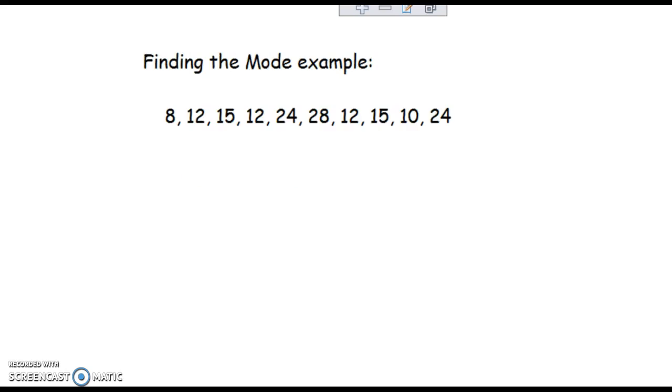Let's try an example to find the mode. I am given a long string of data values and I need to look to see which value occurs most often. By looking at these values, I notice 24 appears twice. That might be our mode, but if we look a little bit closer, we notice that 12 appears 3 times. Therefore, the mode is not going to be 24, it is going to be 12. Again, we're looking for the one that occurs most often, not the numbers that repeat.